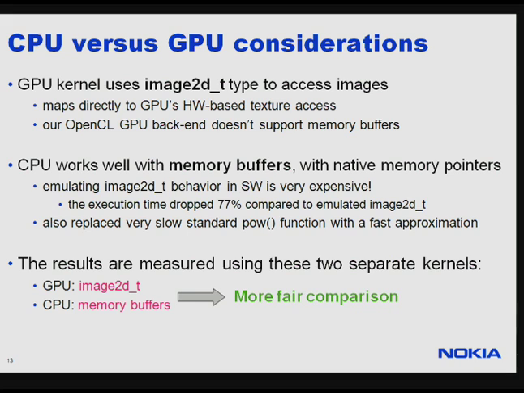So some considerations when we compare GPU and CPU. Well, as I said, image 2D, this optional type, is something that matches really nicely to GPUs. But if we try to emulate this on CPU, that's not very efficient. With CPU, we can use these memory buffers. They match better what the CPUs can do. So in fact, we implemented 2 versions of this kernel. One for the GPU, which uses the image 2D, and for CPU it uses the memory buffers.